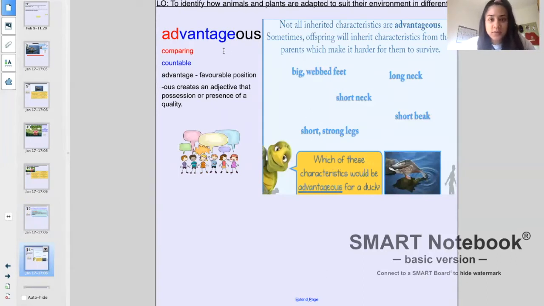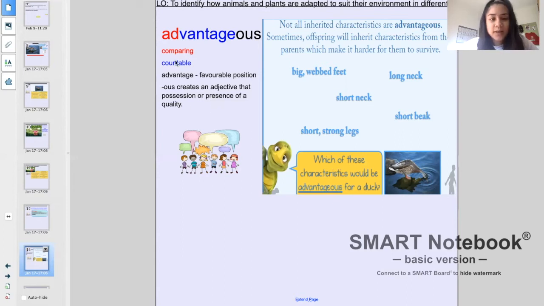Okay, another key word we had was advantageous. We're going to be looking at characteristics that are advantageous for some animals and their survival. So we've got ad, which is our prefix, which means comparing. We have vantage, which means countable, and so that creates advantage, which means favorable position. And ous is our suffix, which creates an adjective that shows possession or presence of a quality.